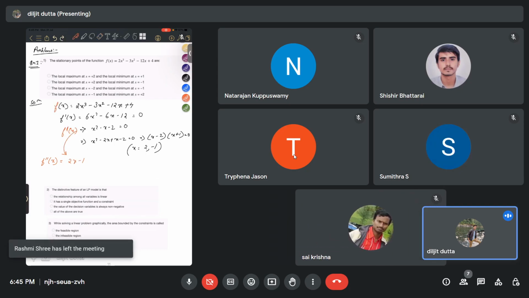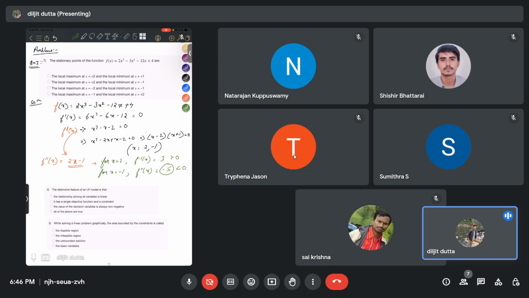It will be 2x minus 1. So this is the f double dash x. Now for x equal to 2, f double dash x is equal to 3, and for x equal to minus 1, f double dash x is equal to minus 5. So this is greater than 0 and this is less than 0.